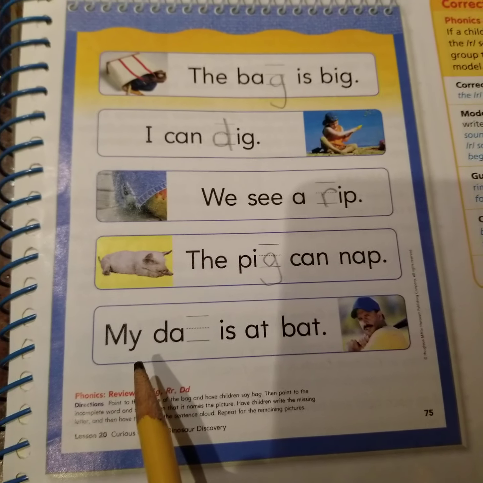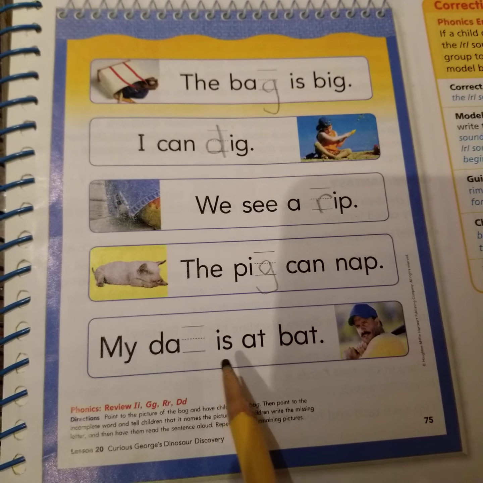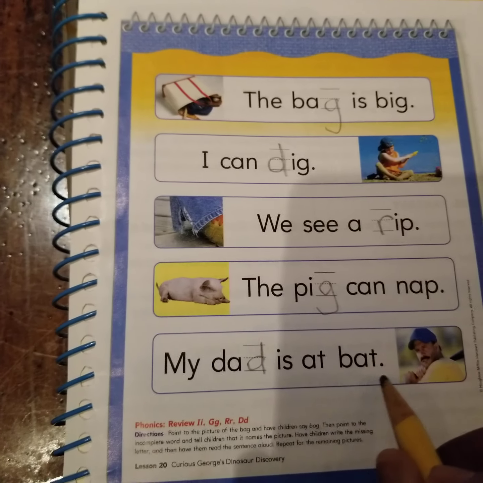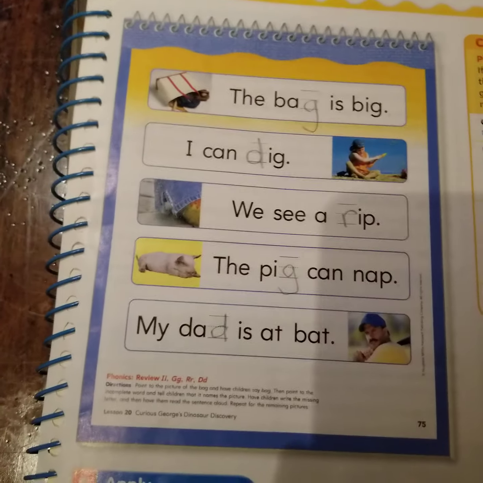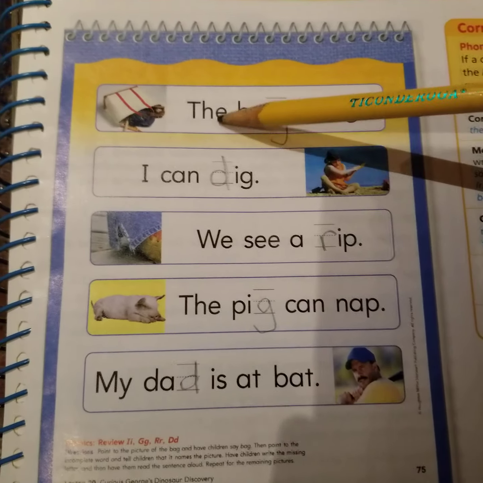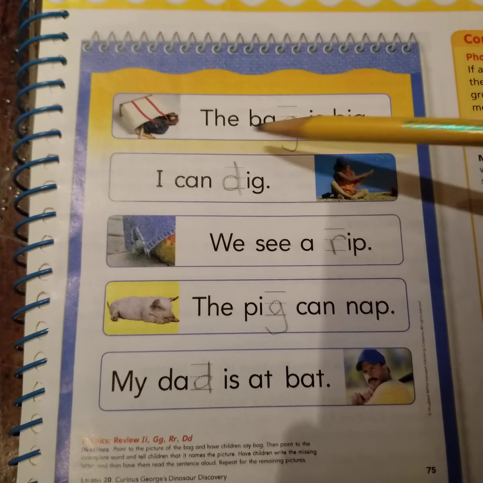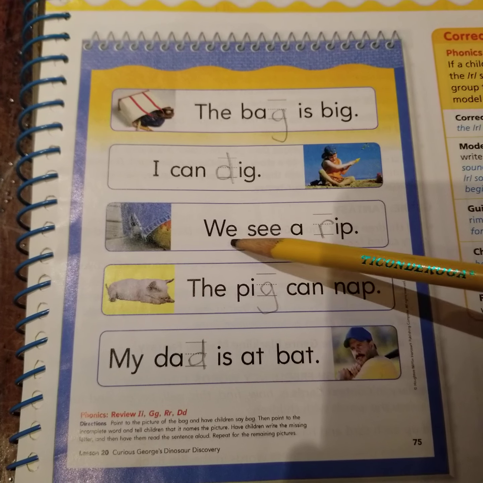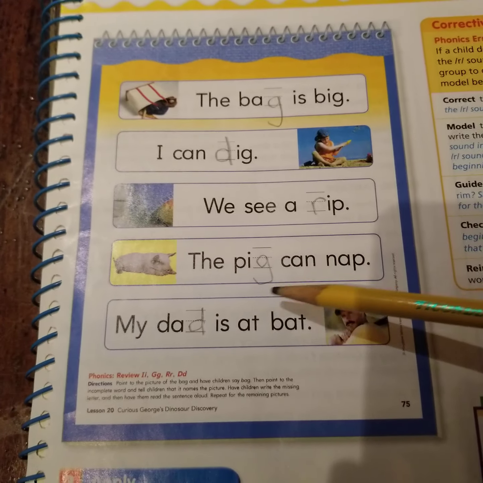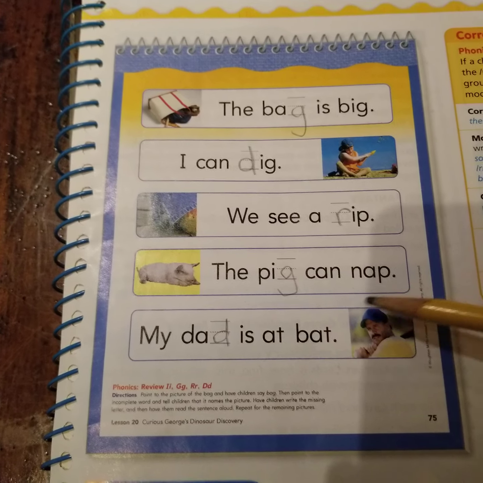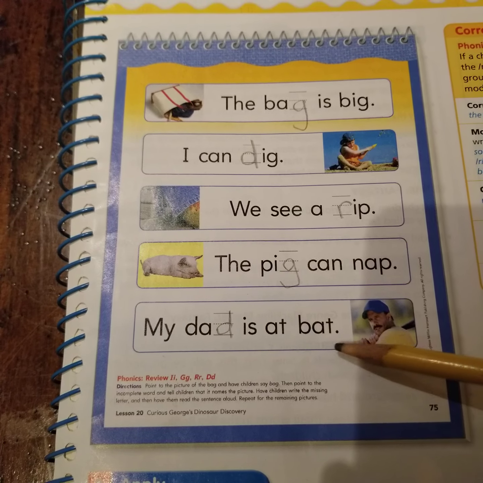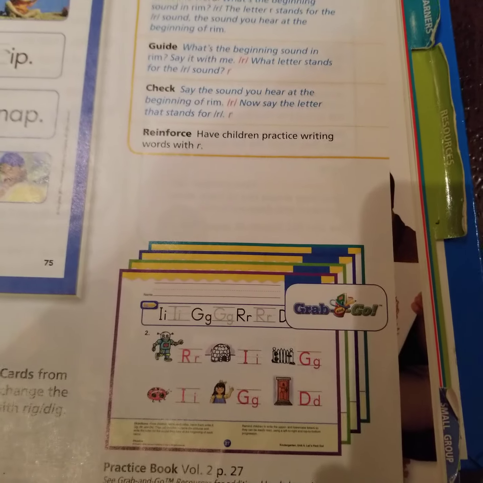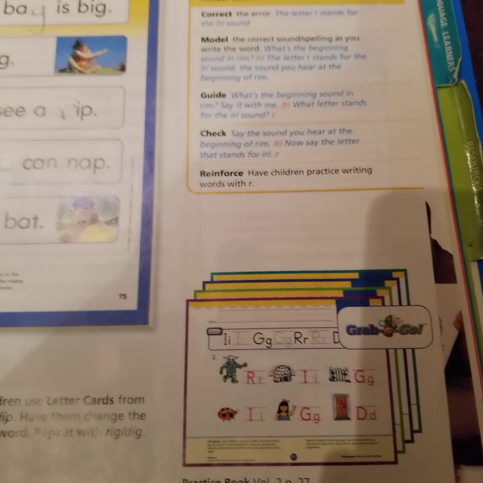And last sentence, my dad, he's probably a dad, is at bat. My dad is at bat. So our sentences again are, the bag is big. Notice the capital letter and the period. I can dig. We see a rip. The pig can nap. And my dad is at bat. Good job, boys and girls. You'll be doing this page, doing your work on your own in your independent work, page 27 this afternoon.